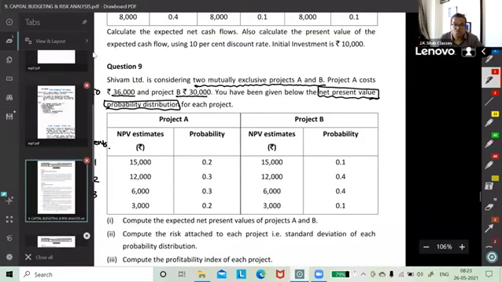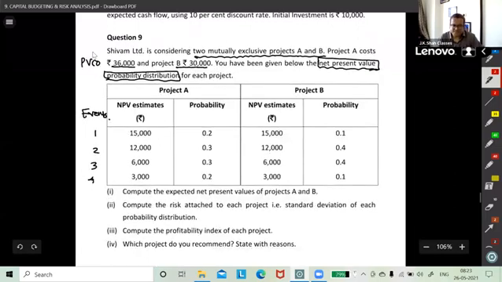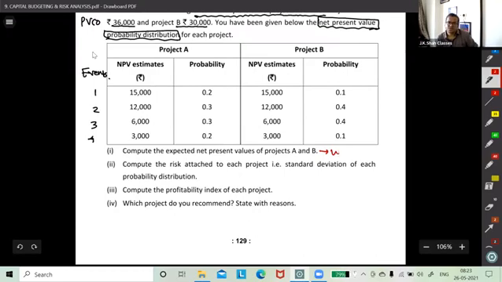Shivam Limited is considering two mutually exclusive projects, A and B. Project A costs 36,000, B costs 30,000. You have been given below the net present value probability distribution of each project. NPV estimates and probabilities are given for both. Compute the expected net present value of A and B. Means what do you expect to write over here? Same thing. Weighted average NPV.